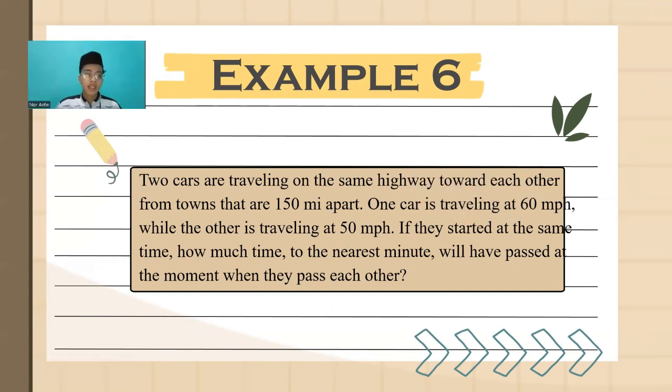Example 6. The question is: two cars are traveling on the same highway toward each other from towns that are 150 miles apart. One car is traveling at 60 miles per hour, while the other is traveling at 50 miles per hour. If they started at the same time, how much time, to the nearest minute, will have passed at the moment when they pass each other?